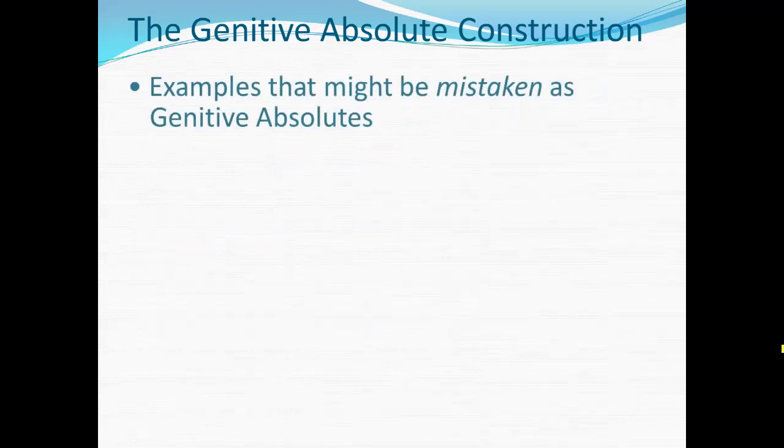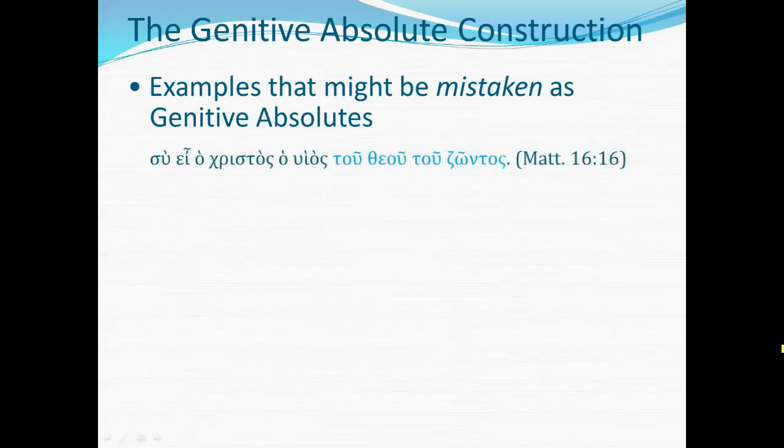You could be mistaken. Let's consider some examples that might be mistaken as genitive absolutes when really that's not what they are at all. The first example I will show you has a glaring reason why it cannot be a genitive absolute. Let's see how quickly you can pick it up. You are the Christ, the Son of the living God. What jumps off the screen at you as to why zontos cannot be a genitive absolute? It has the article. The genitive absolute must be anarthrous.